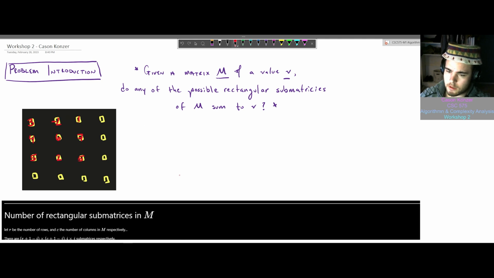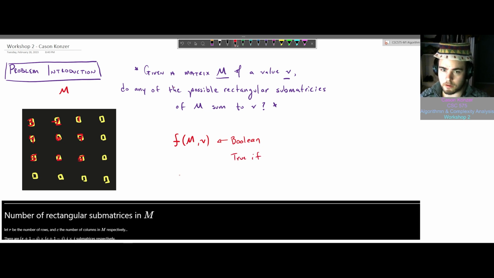So for instance, if this is our matrix M, we can think of this problem as framed in terms of a function. We have a function, call it f. It takes two inputs, M and V, and it will return an output, which is a Boolean. This will be true if one of the possible rectangular submatrices of M sums to such value V, and false if none of the possible submatrices in M sum to the value V.